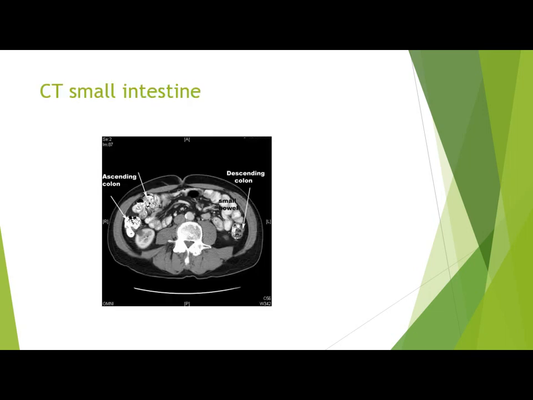CT of the small intestine: contrast is given orally, and we see the small bowel contains contrast. We can differentiate it from a mass in the abdomen. It's located in the middle part of the abdomen. This is the small bowel loops. And here is the descending colon, and here is the ascending colon. Also, the vessels, the lymph nodes, and the mesentery can be seen in the CT.